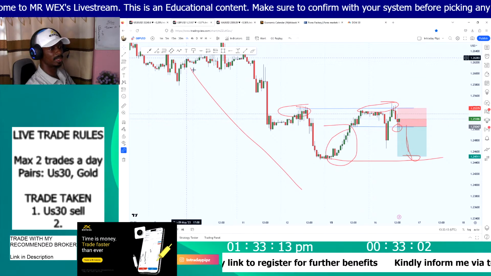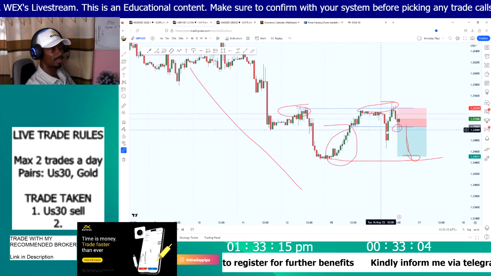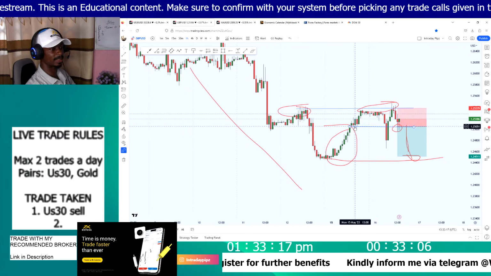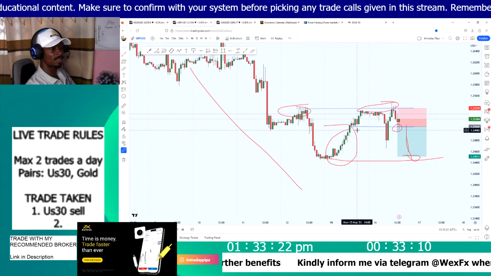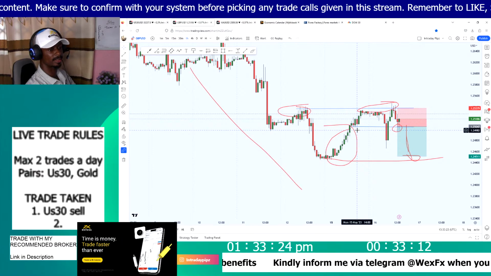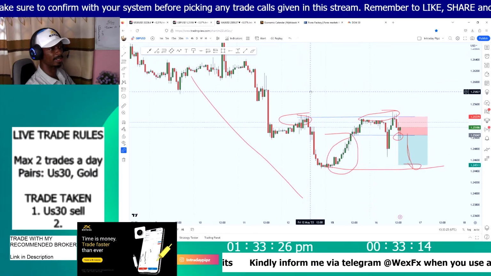What is GU doing? GU is still rejecting that structure low. Kind of feels like it's a strong support right there.